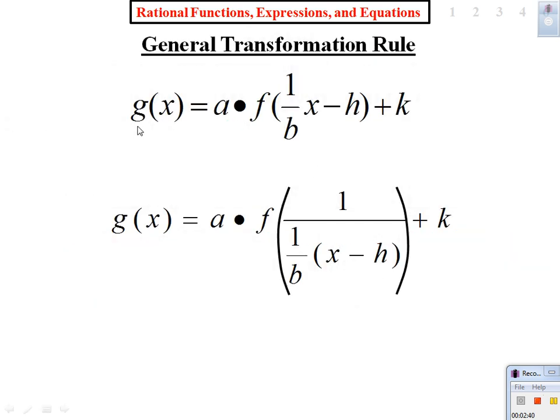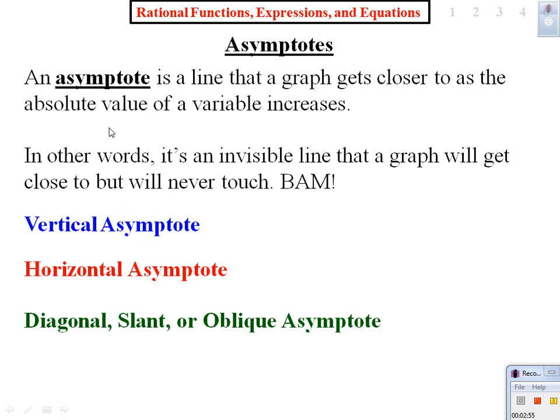And once again, to recap, we started with transformations last semester, which is this one. And the second one, general rule for transformations, is for rationals. And what did we say the h and the k were now for rationals? They were also asymptotes. And what, in other words, are asymptotes? An invisible line that we get close to, but we never touch. Bam.